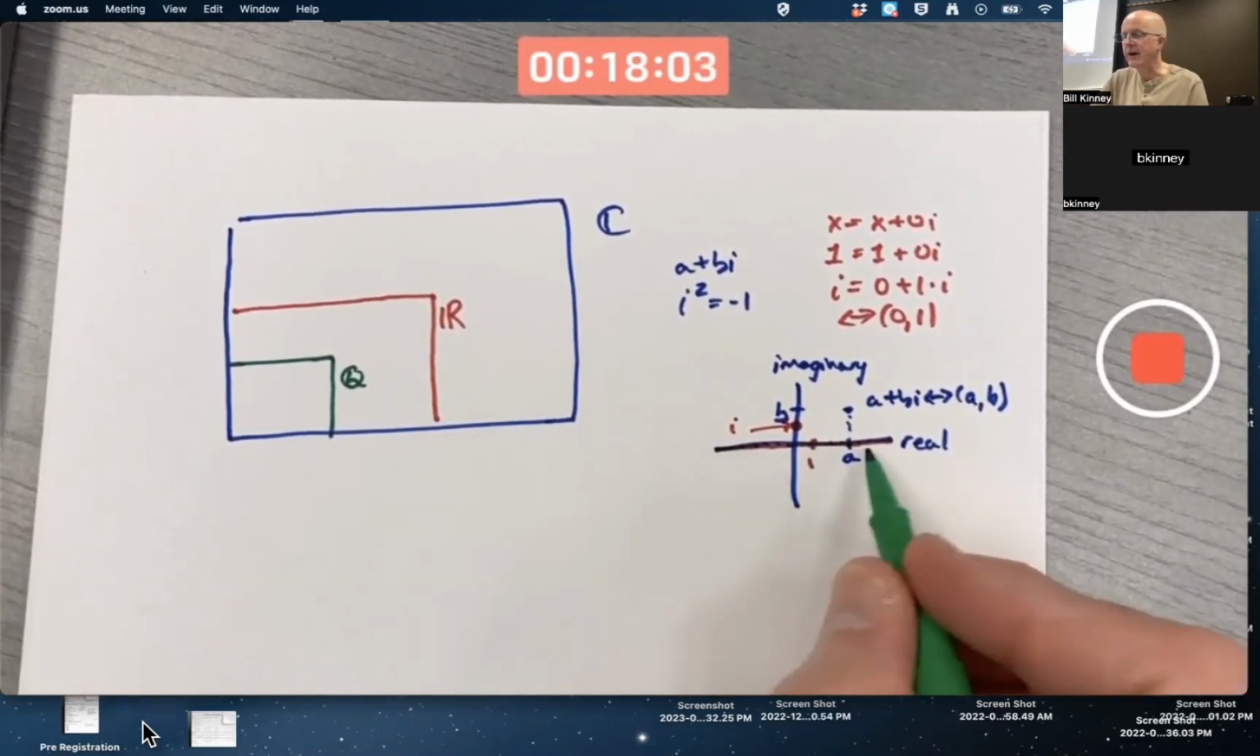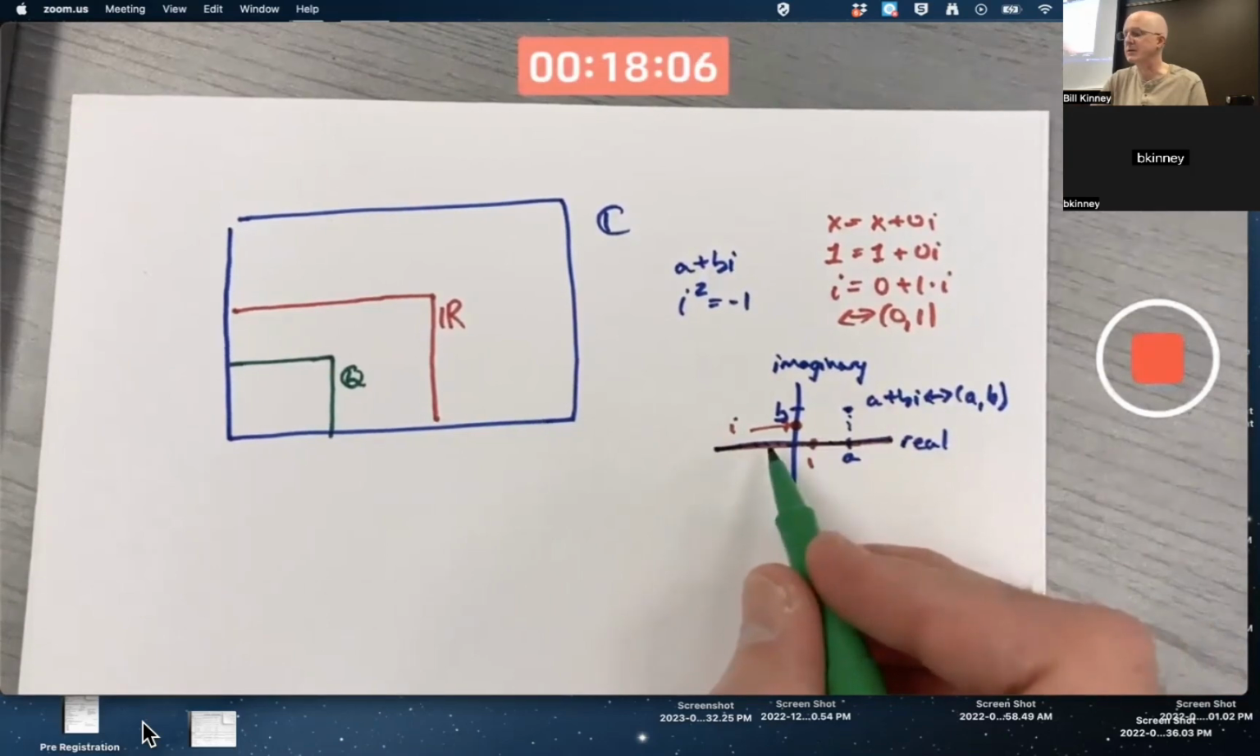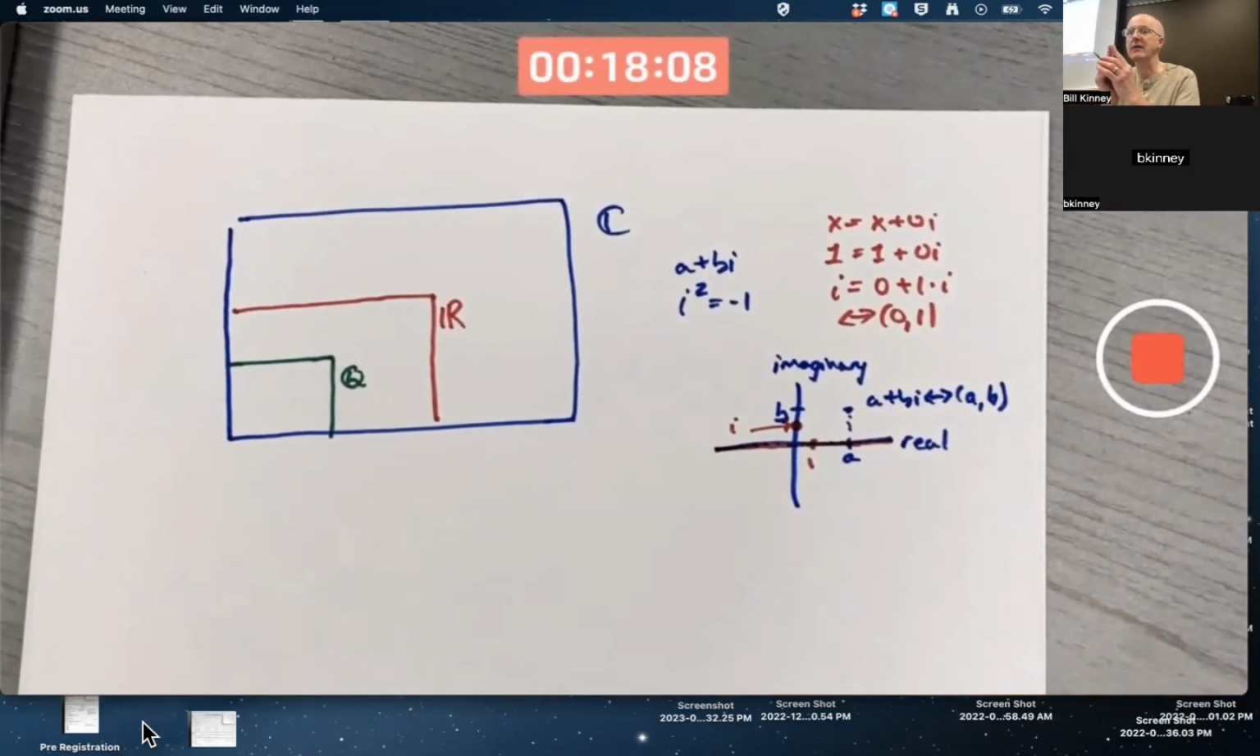In a sense, even though there are infinitely many rational numbers, and even though between any two rational numbers, no matter how close they are, there's another rational number, in fact, infinitely many, there's still somehow more real numbers.